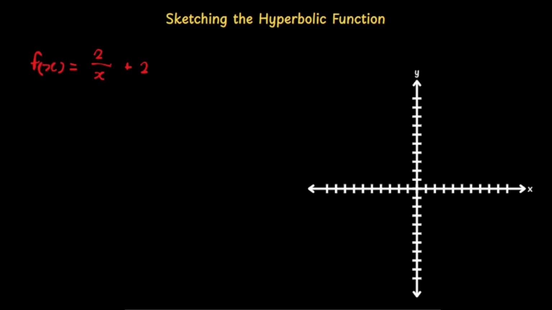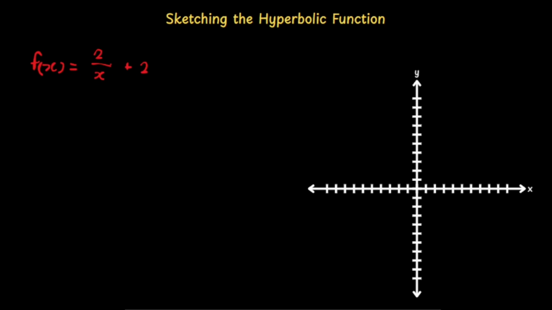In this video, we'll be looking at sketching the hyperbolic function using a given equation, and then we will go on to obtaining an equation for the hyperbolic function given a sketched function. So in the first part of this video, we are going to sketch the function that is on the screen right now, and that is the function with the equation f of x is equal to 2 over x plus 2.